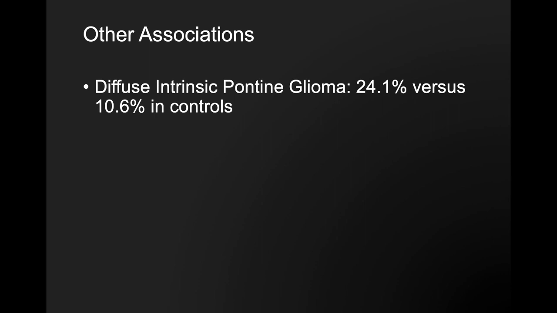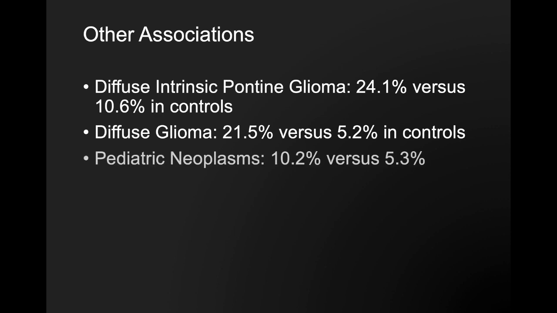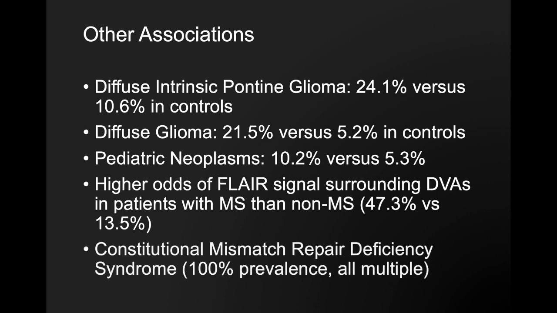Other associations, there have been some articles showing association between DVAs and diffuse intrinsic pontine gliomas. You can see them in the setting of diffuse gliomas as well. Also in pediatric neoplasms. And there's also been studies showing higher odds of FLAIR signal surrounding DVAs in patients with MS compared to those without multiple sclerosis. And then also there's this syndrome called constitutional mismatch repair deficiency syndrome, where there's basically 100% prevalence of DVAs, and this was actually reported recently in the American Journal of Neuroradiology.